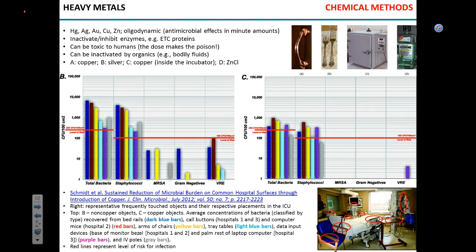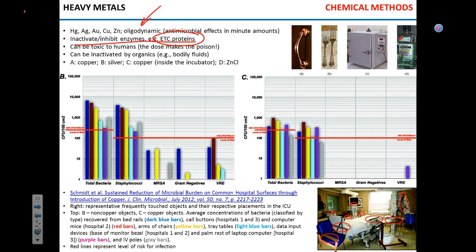So, we do use heavy metals in various antimicrobial applications. I'm going to talk about the mechanism first. General mechanism: they inhibit enzymes. For instance, copper inhibits enzymes of the electron transport chain. What's pretty cool about heavy metals is that their effects are oligodynamic, meaning that they can control microbial growth in a very small, minute amount.